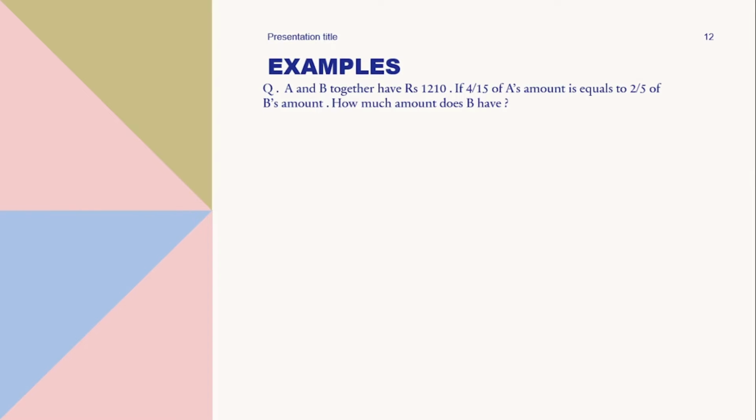It says that A and B together have rupees 1210. If 4 by 15th of A's amount is equal to 2 by 5 of B's amount, then how much amount does B have? I am giving just 2 minutes for you. You have to find these answers, and you can also pause the video and make the answer in your own copy.